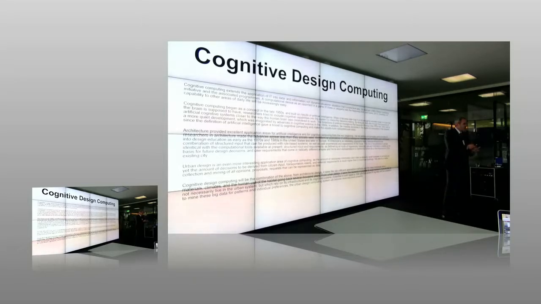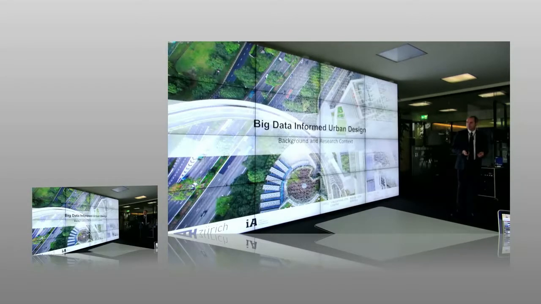So architecture is a good application area, and urban design is an even better one, because the amount of structured information is relatively little, and the amount of unstructured dynamic information, as you saw, all this big data in the city, is really strong. Cognitive design computing will then be the combination of architecture and urban design cognitive computing, and we hope this will be a great tool for the future.